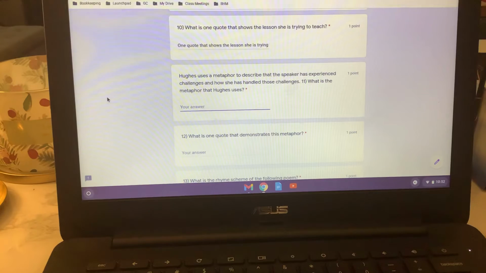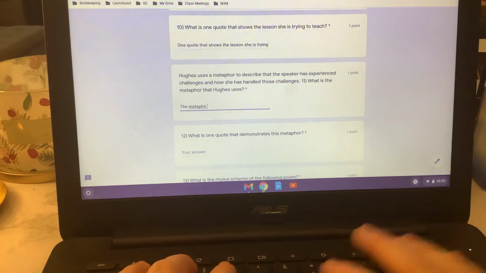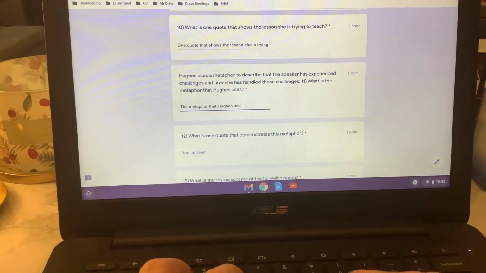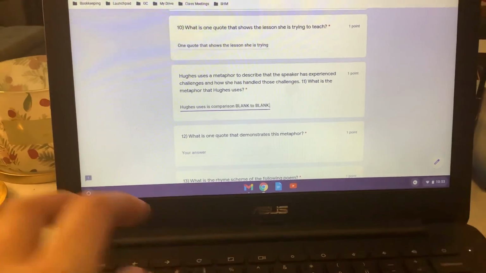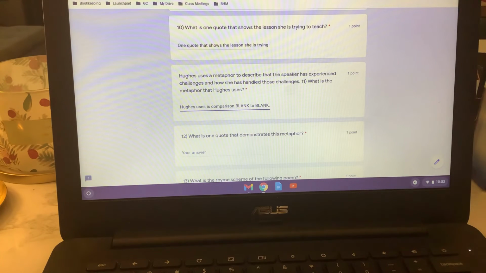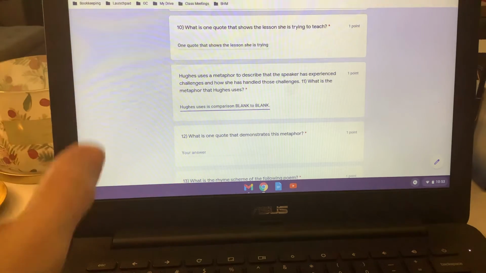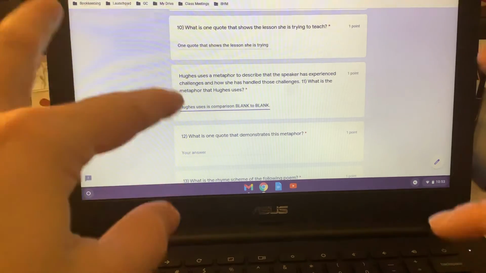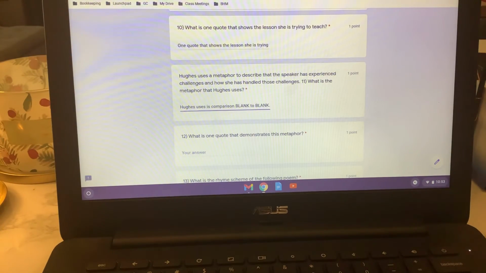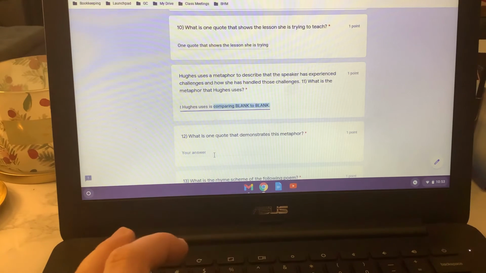All right, I've been dancing around and touching on this metaphor thing, but what is the metaphor that Hughes uses? So we'll say the metaphor that Hughes uses is comparing blank to blank, or maybe blank not to blank. But really, this is where the metaphor is coming from. He's talking about two things and making this comparison. Blank is like blank, or blank is not like blank. That latter part is kind of a hint there. So as you're setting up this answer, the metaphor that Hughes uses is comparing blank to blank.